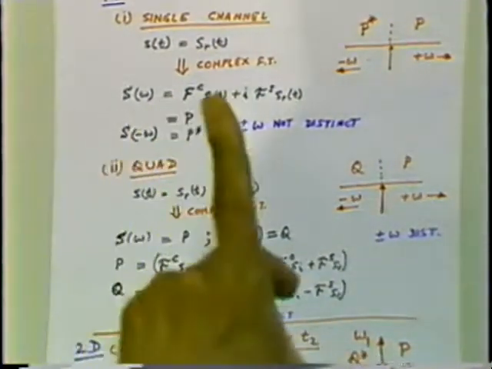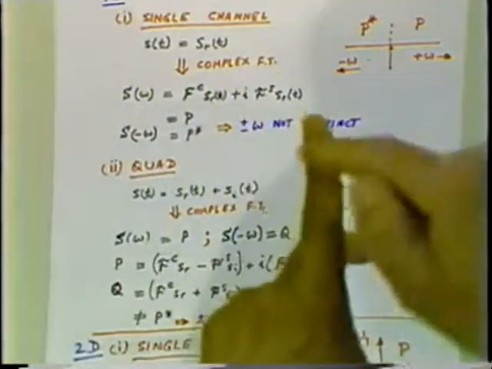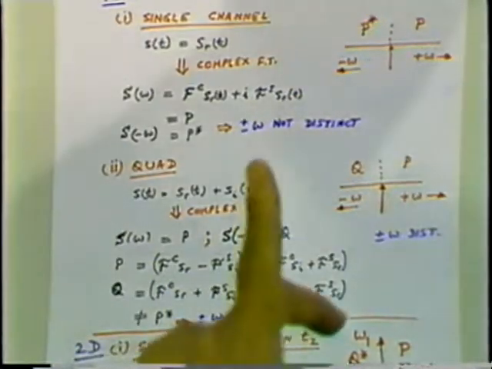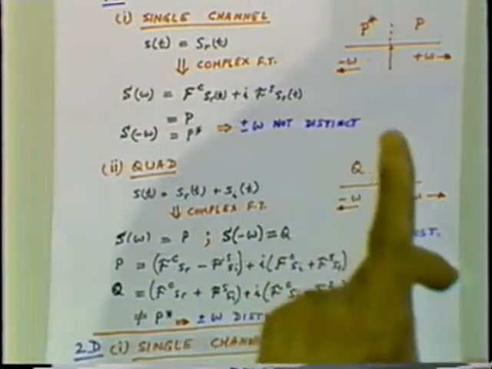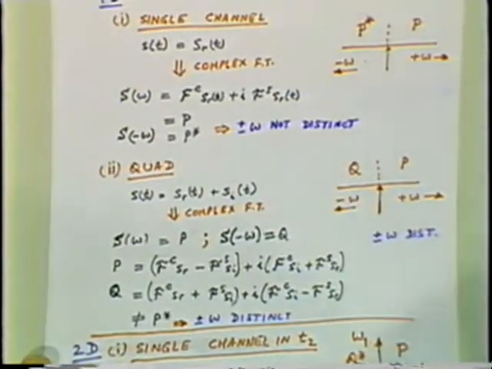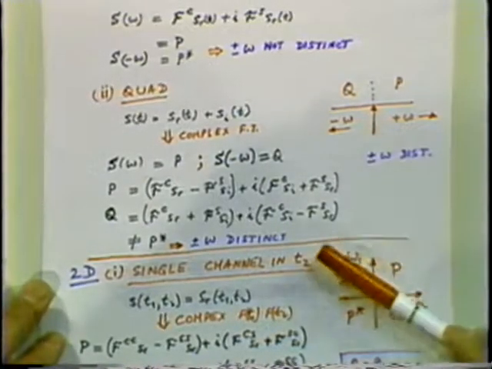Basically you have data in quadrature, you have two data sets, and then you can very easily see whether you have a positive frequency or a negative frequency. P and Q are different information, so you can distinguish the plus and minus omega domain.